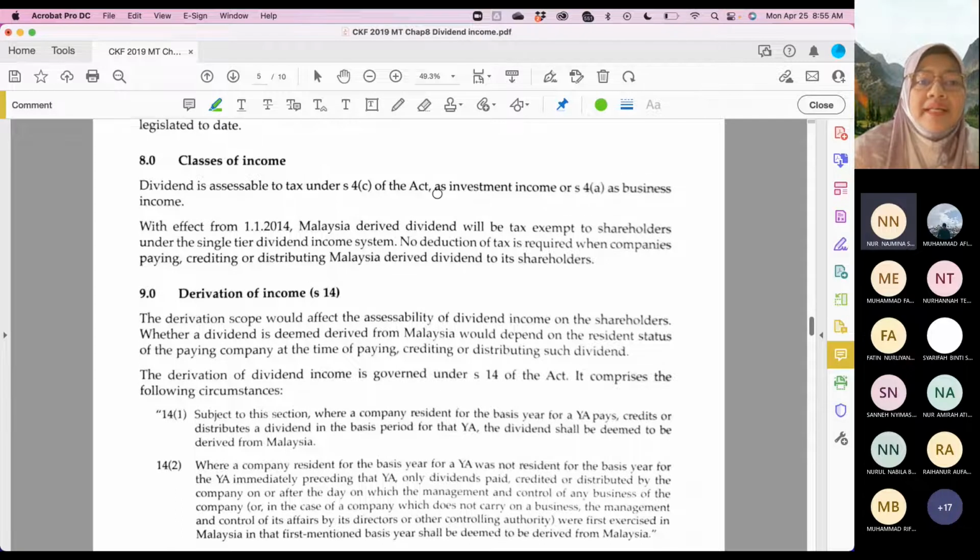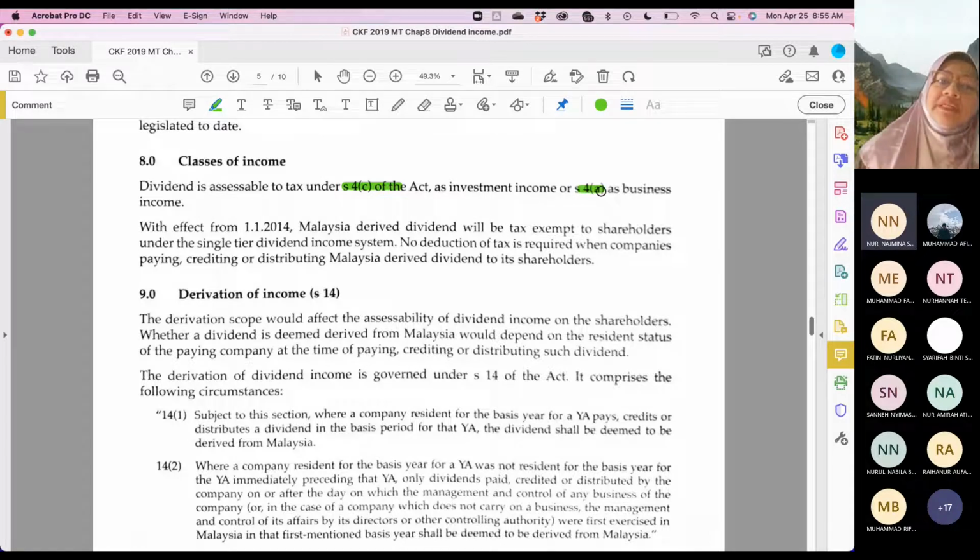Classes of income. Remember that dividend is assessed under section 4C as an investment income, but it can also fall under section 4A as a business income. So how can you have dividend income under section 4A? Later we look into that. But most of the time, your dividend income, which is received by a company or an individual, is because they invest in shares of the company, and in return they receive dividend income. So most of the time, the dividend income is assessed under section 4C.